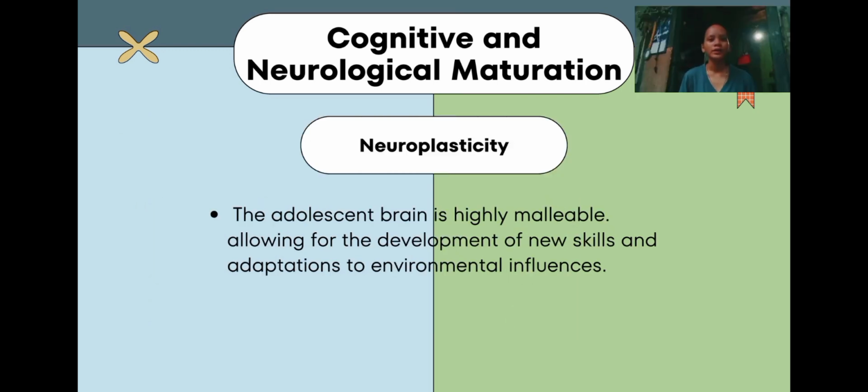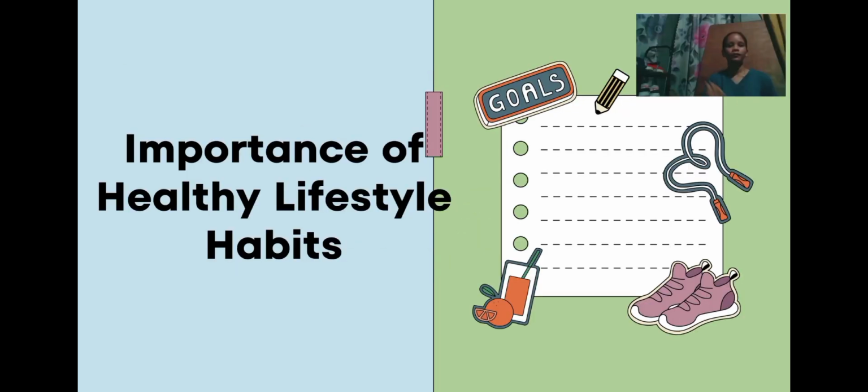Third is neuroplasticity. The adolescent's brain is highly malleable, allowing for the development of new skills and adaptations to environmental influences. Examples of this are learning a new language, recovering from a stroke, and overcoming a fear.